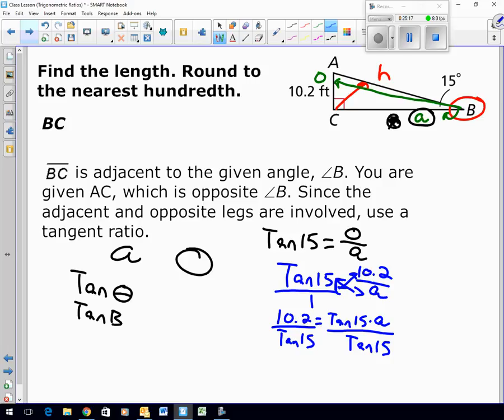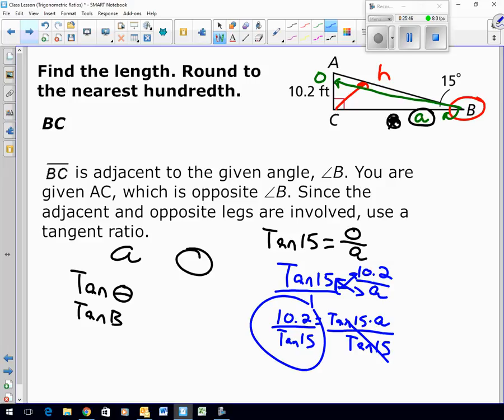And if you want to, after about 100 times of doing this, you're going to see your shortcut. If your variable is in the denominator, you just have to switch your variable with your trig ratio. See how I ended up? In your calculator, type in 10.2 divided by tangent 15.